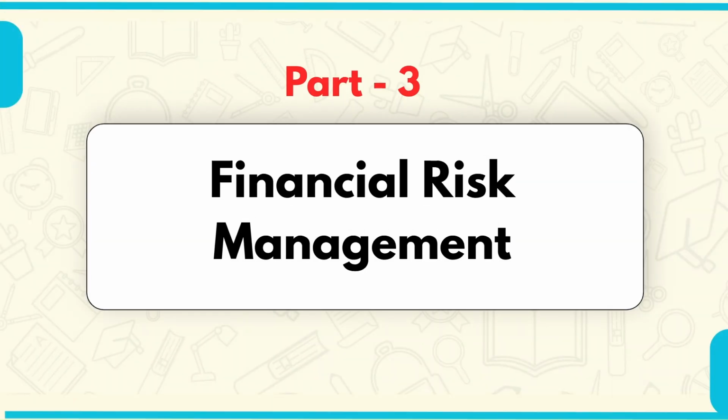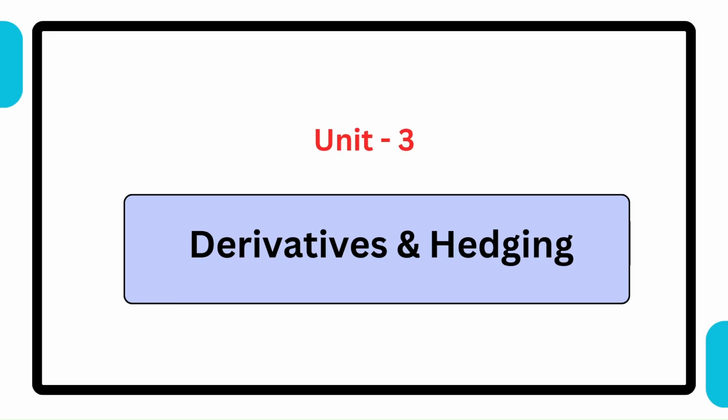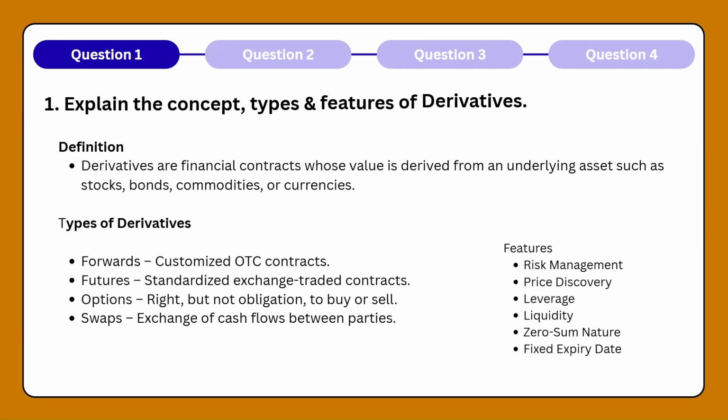Unit 3. Derivatives and hedging. 1. Explain the concept, types, and features of derivatives. Derivatives are financial contracts whose value is derived from an underlying asset like stocks, bonds, commodities, or currencies. Types are forwards, which are customized OTC contracts, futures, which are standardized exchange-traded contracts, options giving the right but not obligation to buy or sell, swaps, which exchange cash flows between parties. Key features include risk management, price discovery, leverage, liquidity, zero-sum nature, and fixed expiry date.